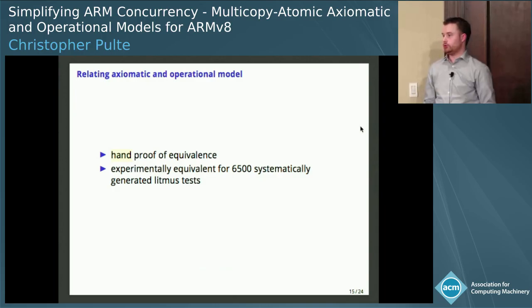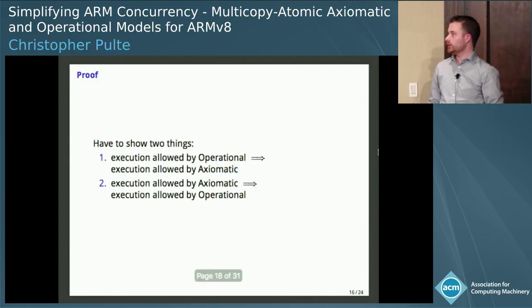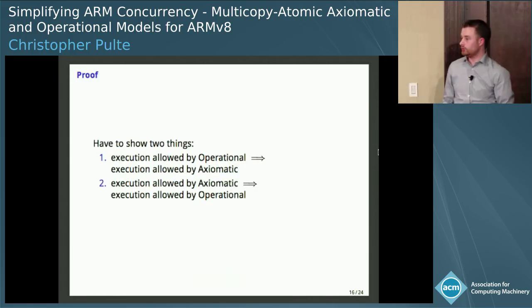Now, how does this operational model relate to the axiomatic model? Well, we've hand-proved it equivalent to the axiomatic model, and the experimental data we have for our test suite of 6,500 systematically generated litmus tests agrees with this hand-proof. This hand-proof has to show two things.